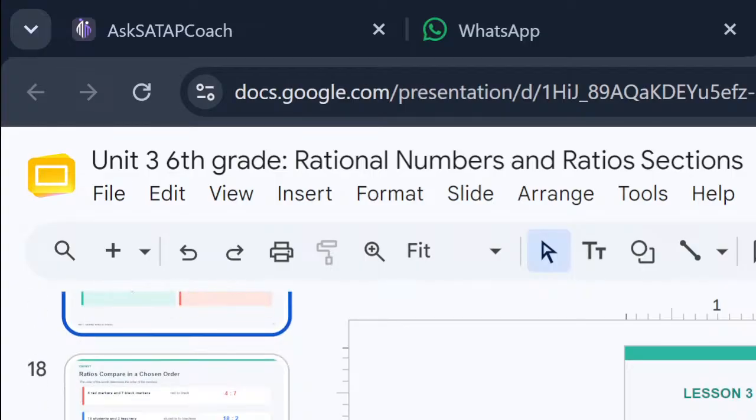Okay, this is lesson 3. Show a relationship using ratios. Lesson 3: I can show a relationship between two quantities using ratios. 5 blue to 3 yellow. Ask yourself, what two quantities are being compared? Which quantity is named first? Are the units the same or different?